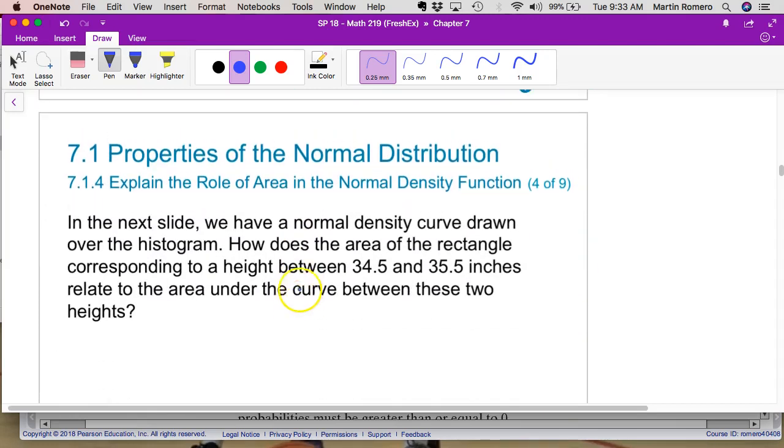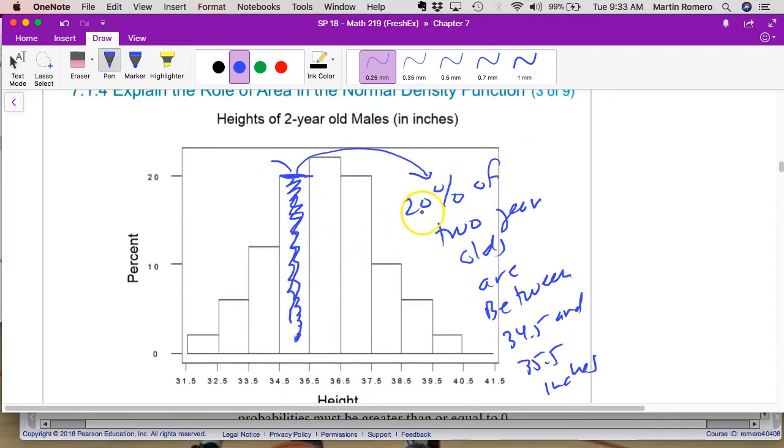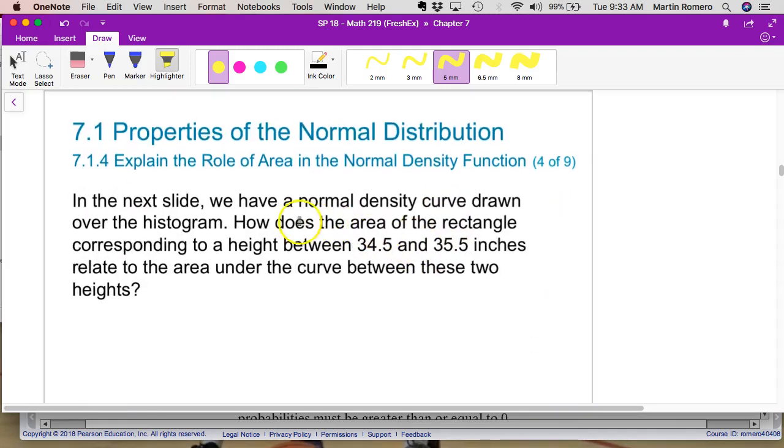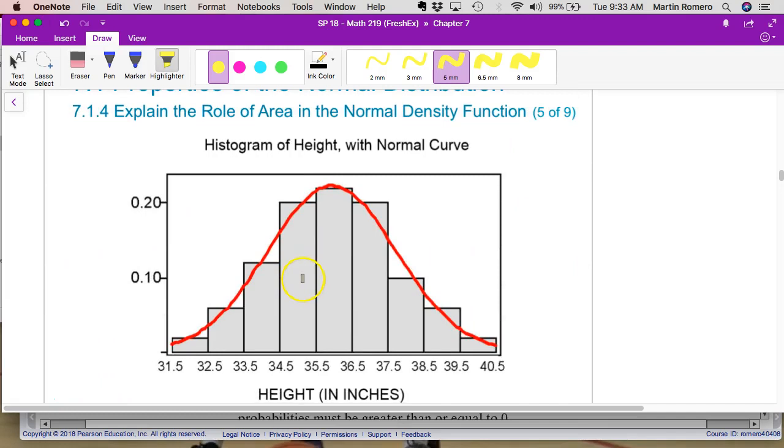And so what we want to do is connect this idea. Hopefully that makes sense. So again, stop and make sure you process that, understand where I got 20% from. It comes from right here. And then what we want to do is connect this idea to how the area of a rectangle relates to the area under the curve, right? And so how do we connect area to probability? And so that's what we're going to be looking at here. So on your note sheets, you also have this picture here.